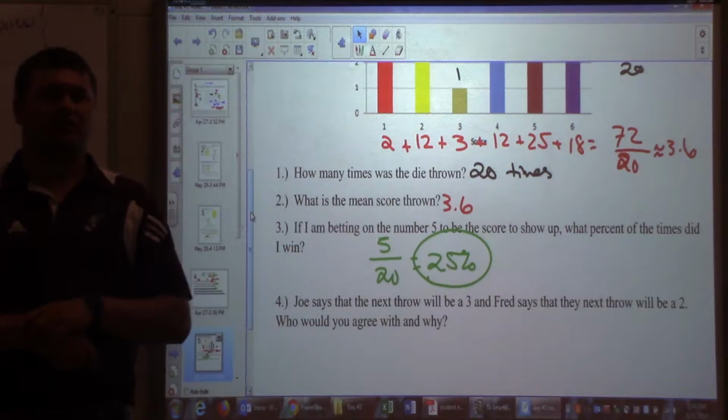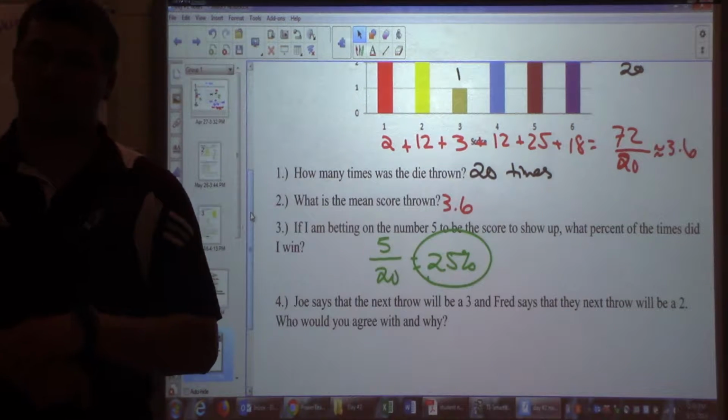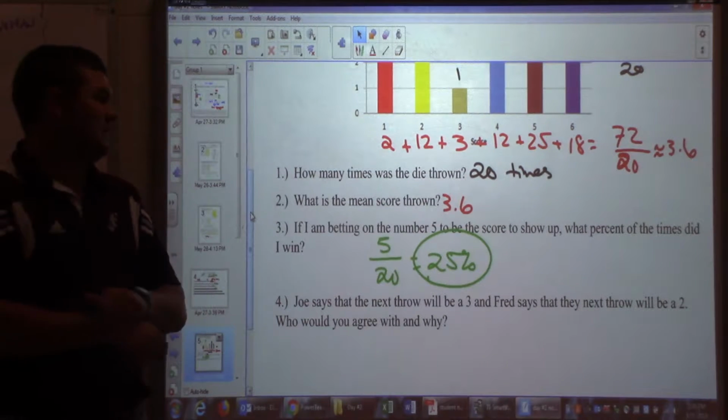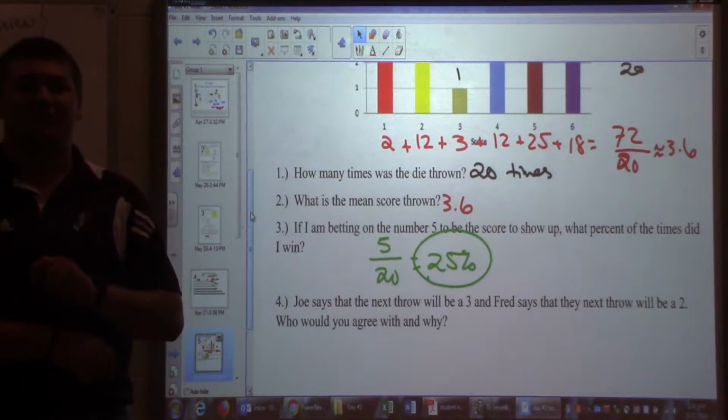Does anyone agree with Joe? Yeah, Trevin, why do you agree with Joe? He's due. Alright? You can go with that logic, right? 3 is due to be rolled.